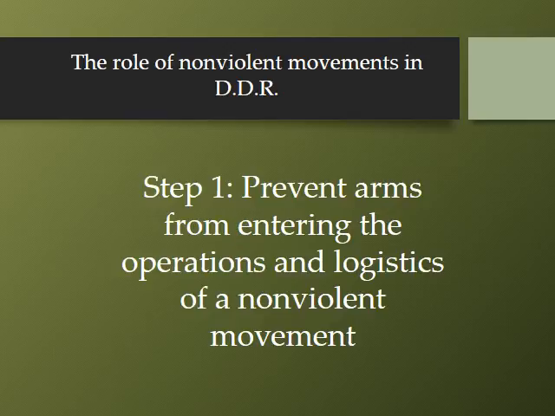Step 1 is to prevent arms from entering the operations and logistics of a nonviolent movement. This could be as basic as having a plan for what a soldier does with his weapon when he leaves the military. A lot of times he'll take it with him, and it's just a part of his life. It's a third arm for him.